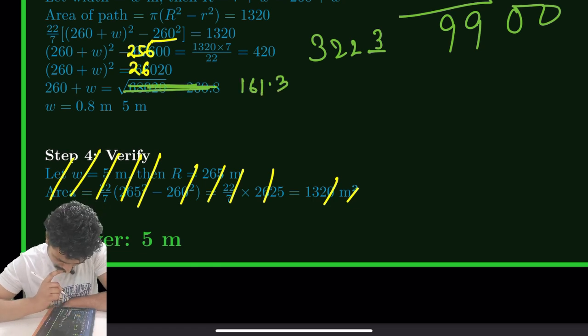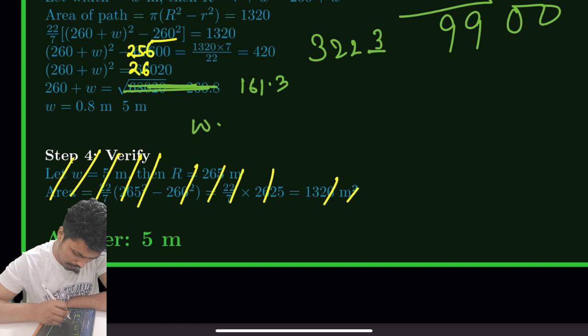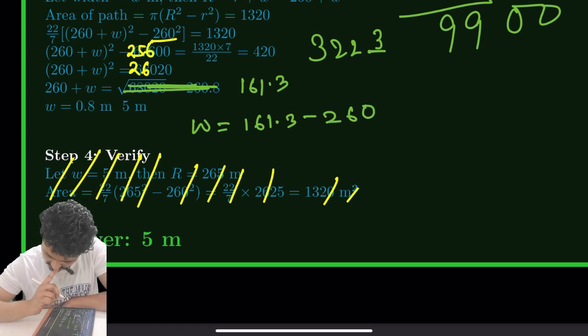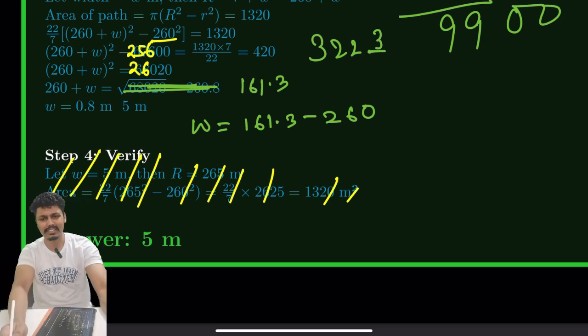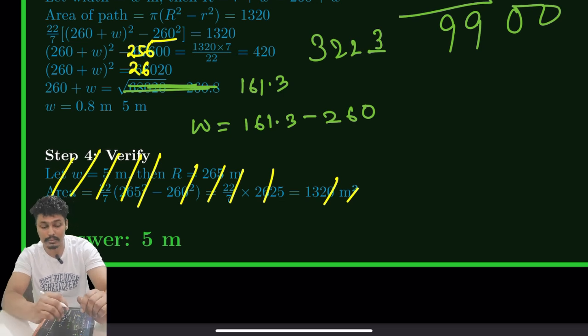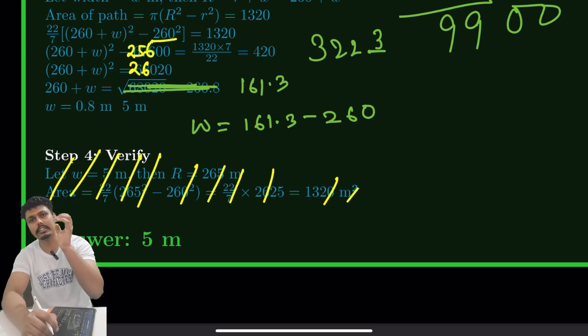Now W will be equal to 161.3 minus 260. Again the answer is different. I don't know why there is some mistake. I think there is some mistake in the question. Tell me in the comment, tell me where the problem is. Come on, this is the question for you.